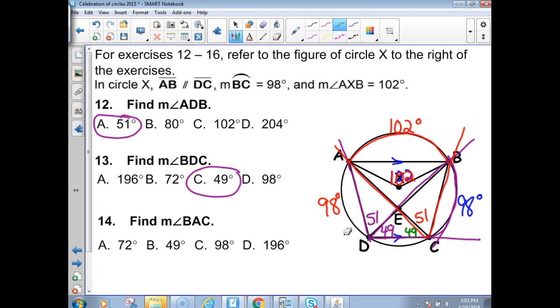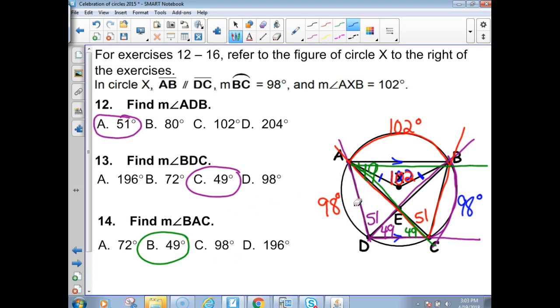Those chords were equal. Find the measure of angle BAC. BAC. Oh, that's intercepted by 98. So that's going to be 49. And I'm sorry for all the writing on top of there. Just trying to get people to see where I'm getting these numbers from. This thing's isosceles. You see that these are radii right here. So that triangle in there is isosceles.